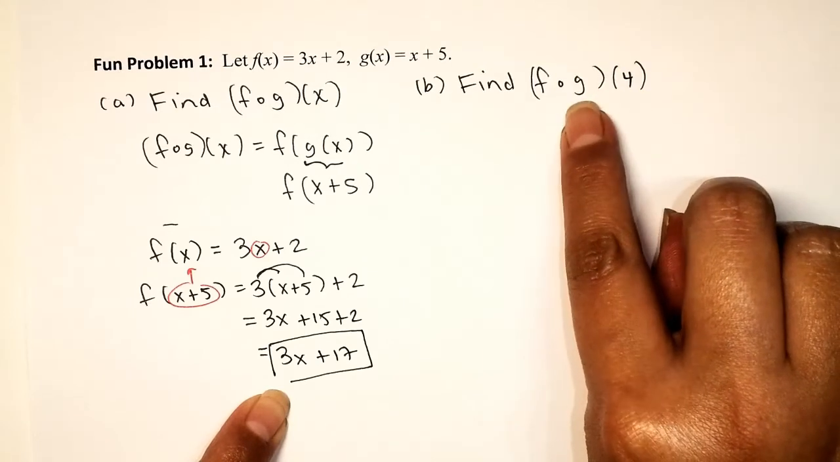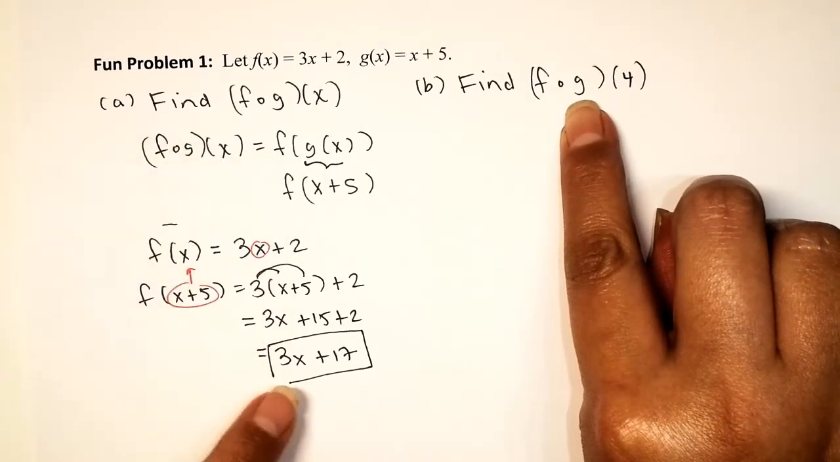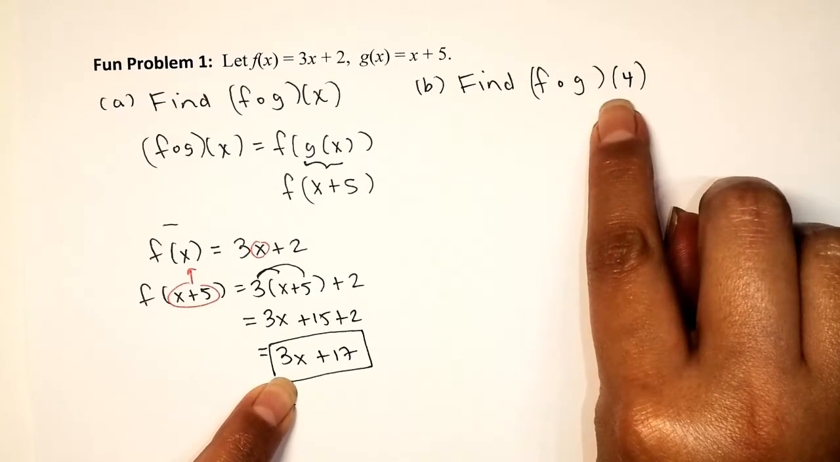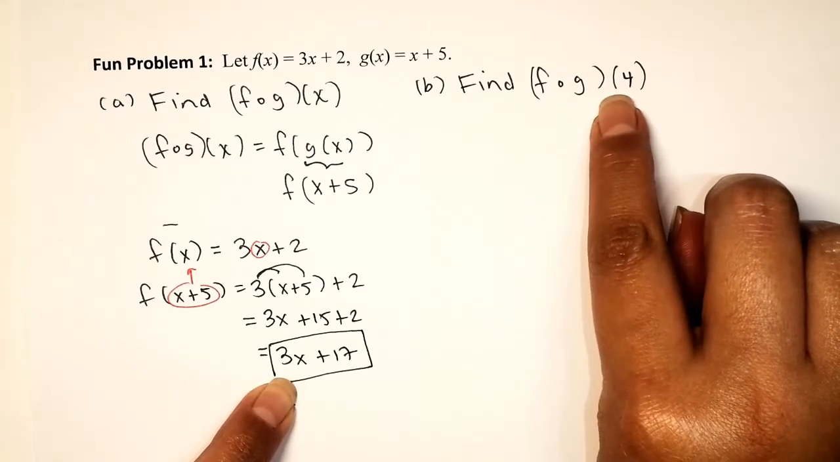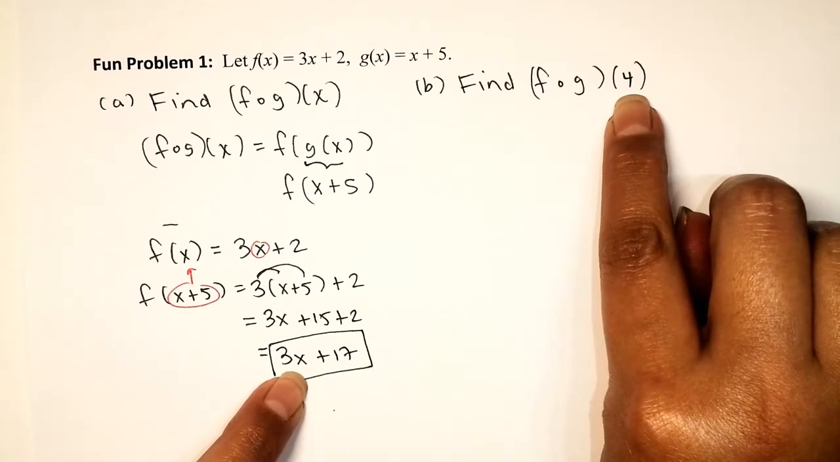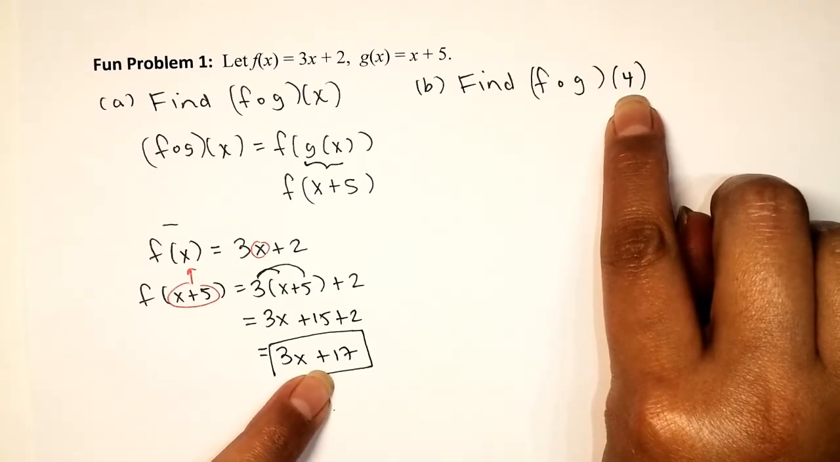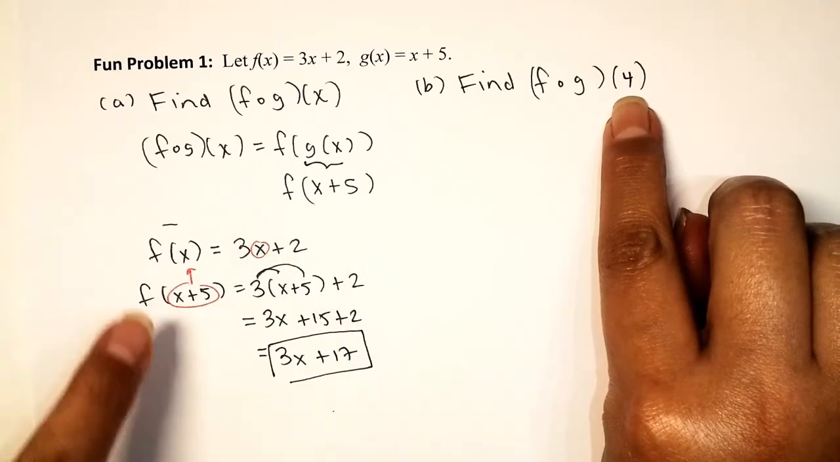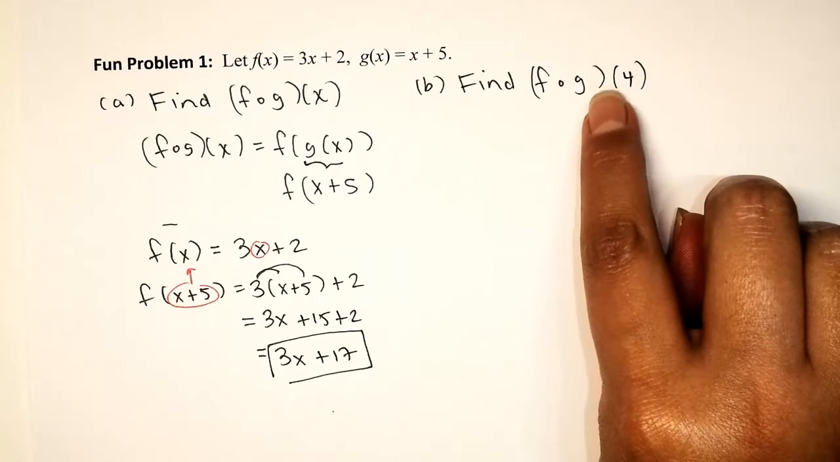Now because we found f of g, we can just take our result to piggyback on problem A, and then f of g of 4, when we evaluate this expression at 4, 3 times 4 is 12, and 12 plus 17 is 29. Don't quote me on that. Okay, but I'm going to assume that we're not going to have part A on the test, so I'm going to build it from scratch.